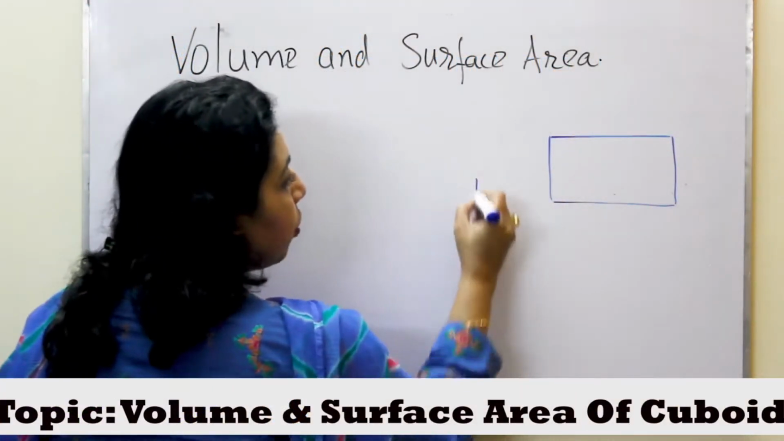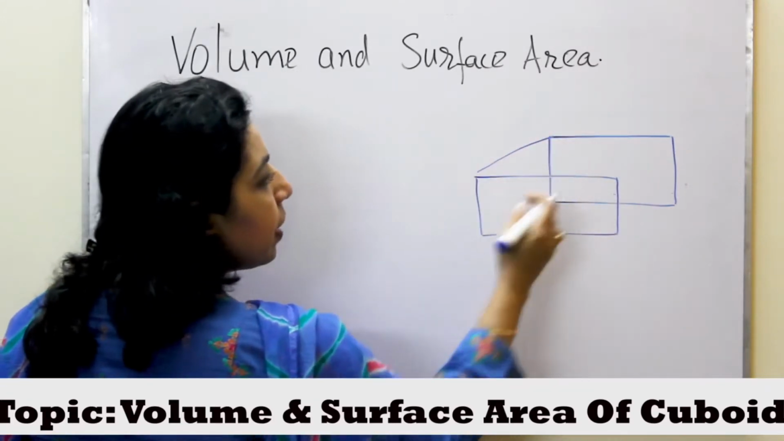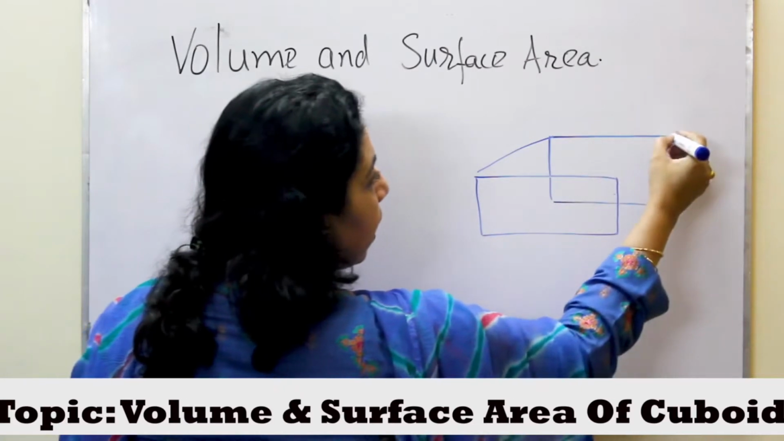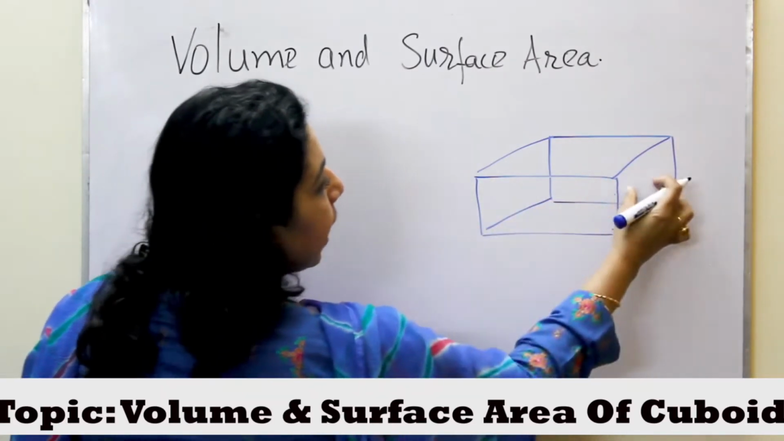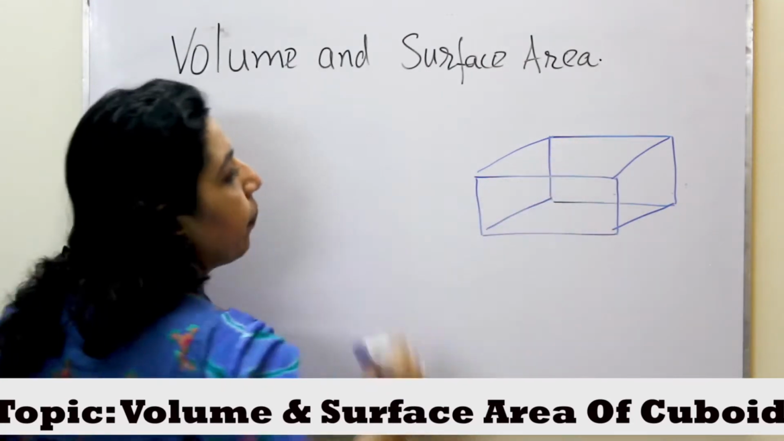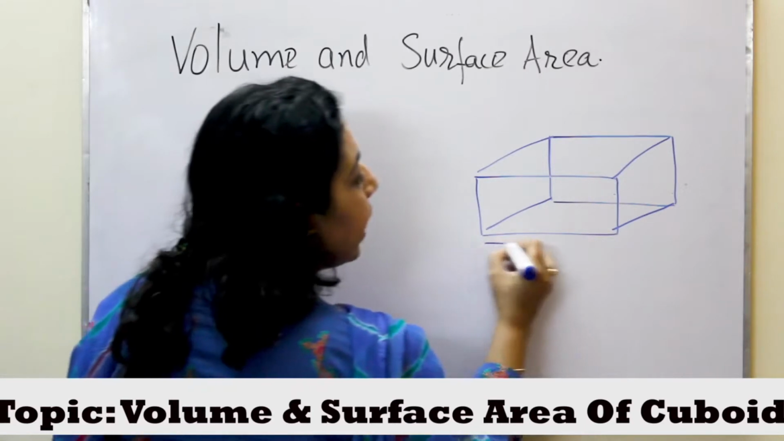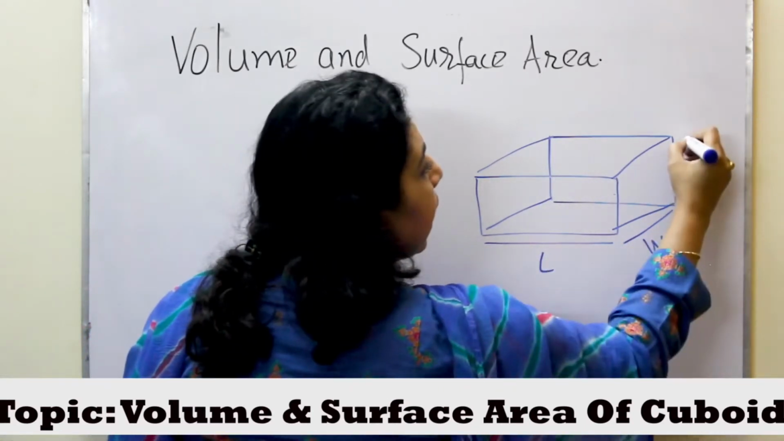Let's draw a cuboid. You can see this is the front and back. These are the two sides and this is the base along with this top. So every cuboid has a length, a width and a height.